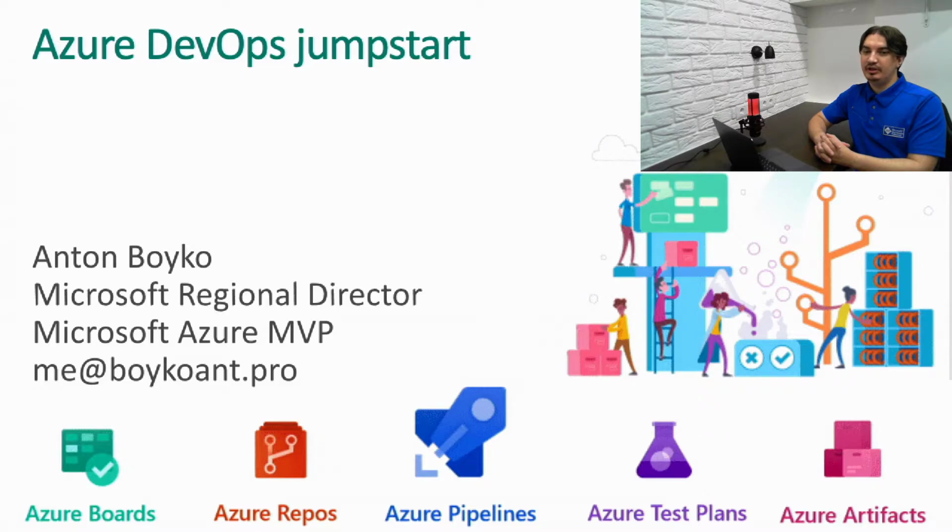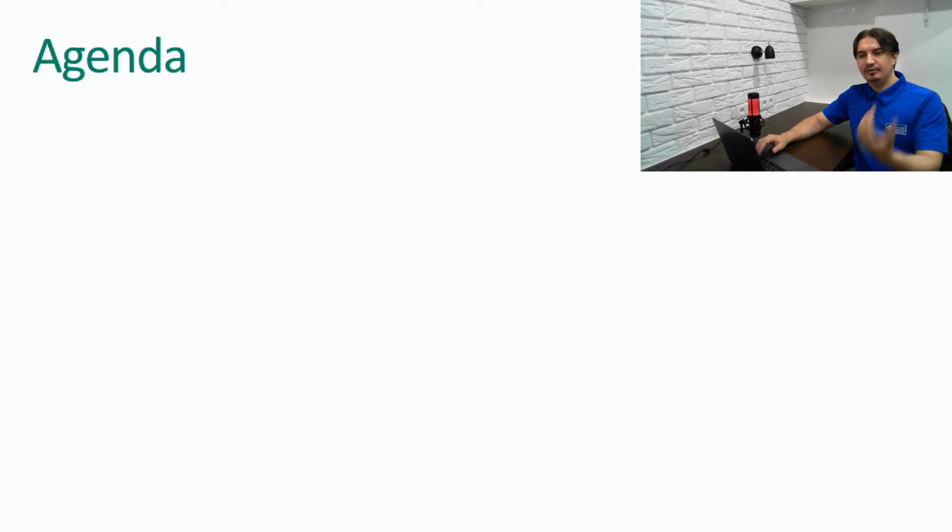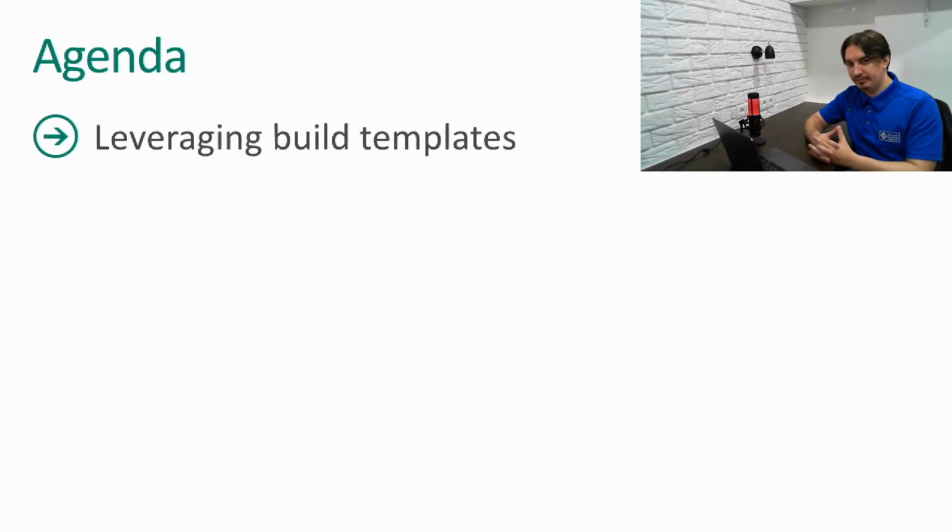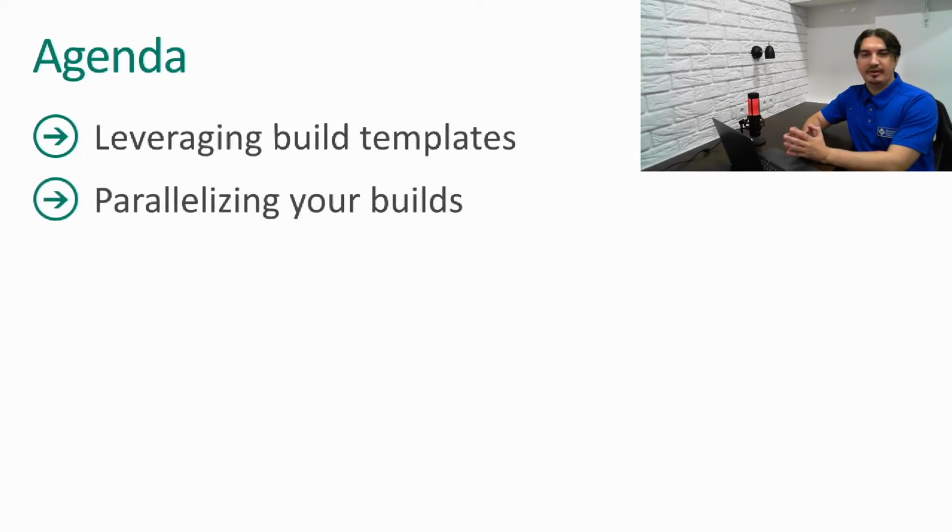Let's go into a bit more detail about what we have in our agenda for today. The first part is about leveraging your build templates. Let's say that you have some regular activities which usually repeat across all your pipelines. That can be, for example, restoring the dependencies, building your project, running tests, and stuff like that. I will show you how you can group those into templates and then reuse those templates. In that way, you will introduce a standard way of doing things across all the different projects.